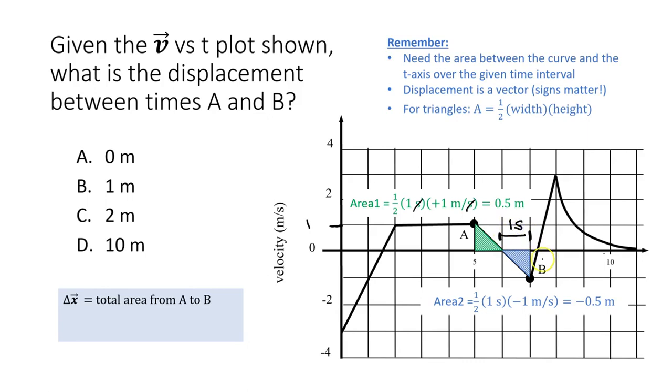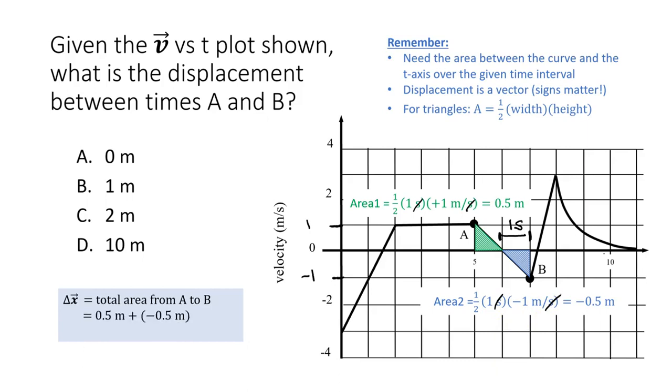My height, remember I need to include signs. So my height is really going to be -1 here, right? So that's 1 block on my graph. So the area is 1/2 of 1 second times -1 meters per second. My seconds cancel and I'm left with -0.5 meters.